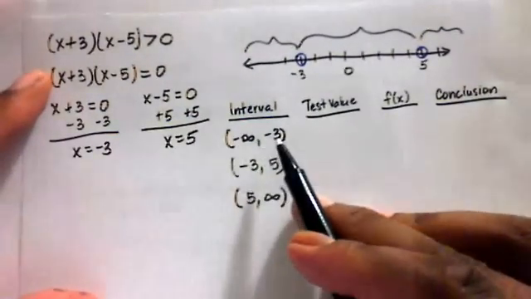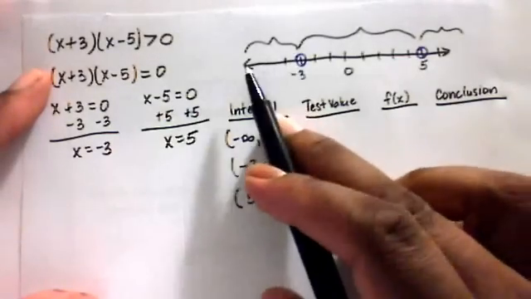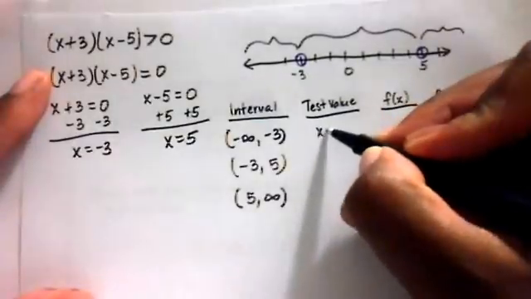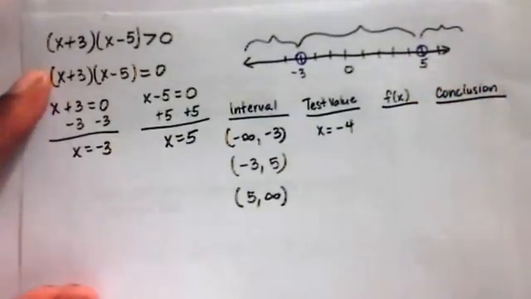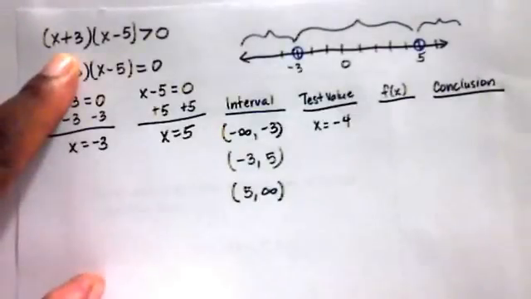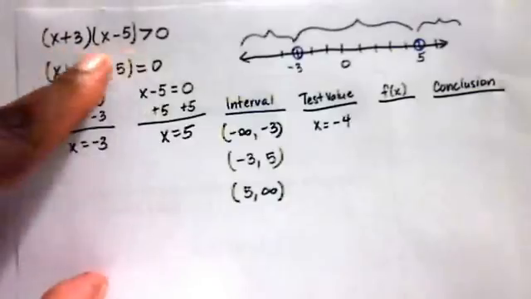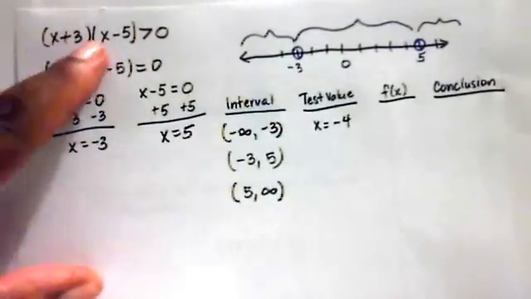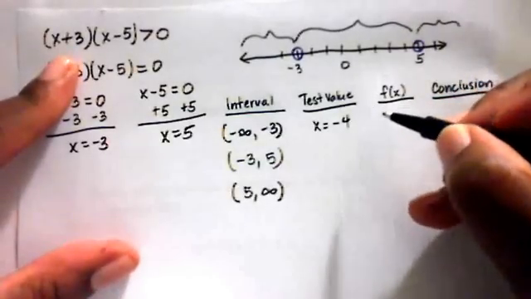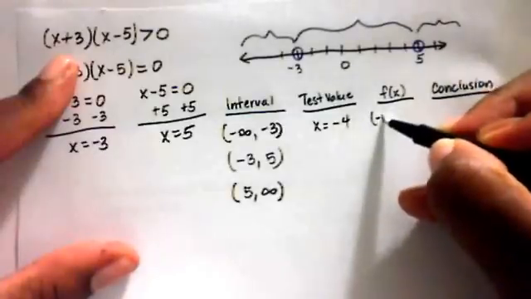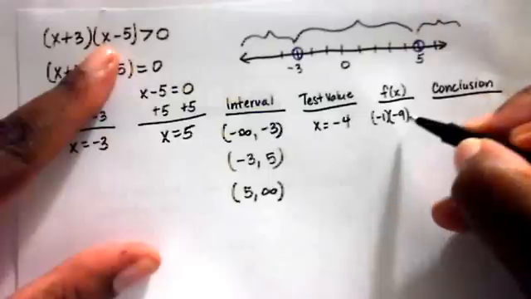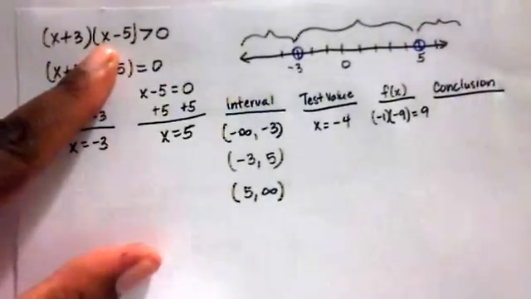Now, let's start with negative infinity to negative 3. That's this first interval right here. A good test value for that would be, let's say, negative 4, because negative 4 is in that interval. So I'm letting x equal negative 4. And then I'm using this expression to find out what f of x is, because this part represents f of x. We replace each x with negative 4. So negative 4 plus 3 will be negative 1. And then negative 4 minus 5 will be negative 9. So I have negative 1 times negative 9, which will be 9.